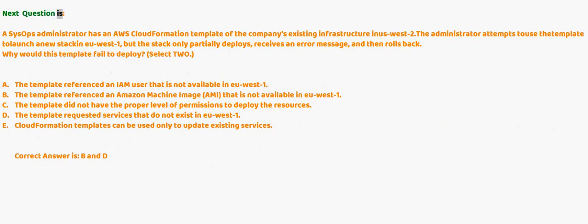Question is: a SysOps administrator has an AWS CloudFormation template of the company's existing infrastructure in SA-East-1. The administrator attempts to use the template unchanged to create a new stack in EU-West-1, but the stack only partially deploys, receives an error message, and then rolls back. Why would this template fail to deploy?